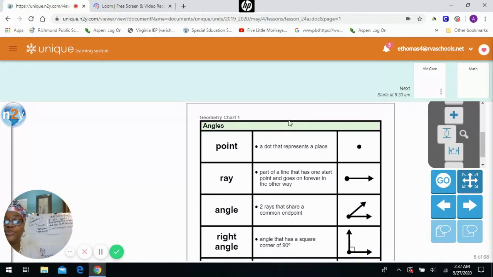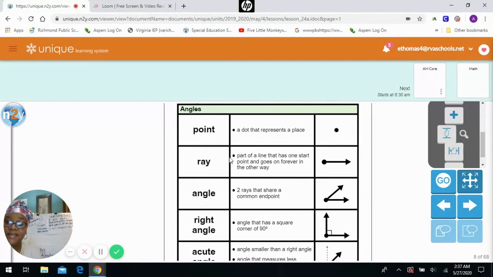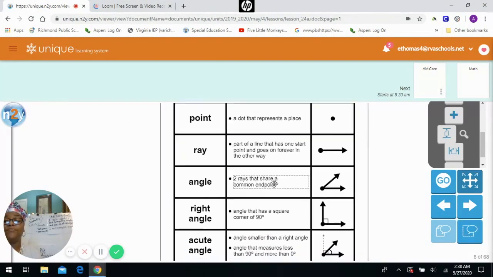All right, now we're going to do chart one, and chart one has some words in it. What I want you to do is cut this out and glue it inside of your journal. So the first word is point, a point that represents a place, just a dot. Ray, a part of a line that has one start point and goes on forever in the other direction. So you have a point here and it keeps going and going and going to the next side.